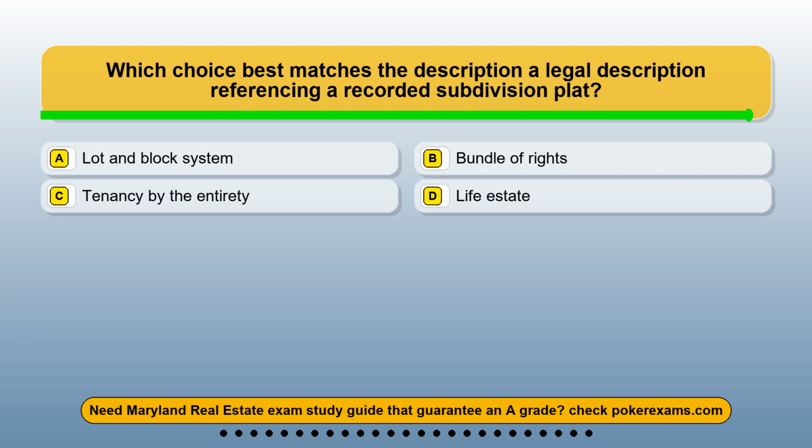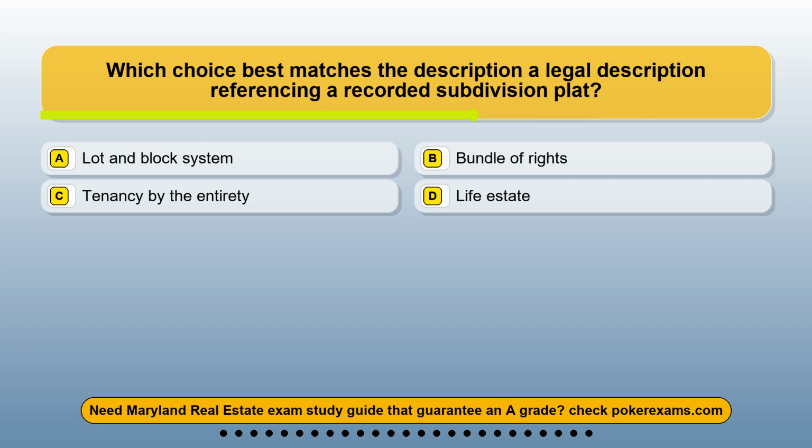Question 22. Which choice best matches the description? A legal description referencing a recorded subdivision plat. Option A, lot and block system. Option B, bundle of rights. Option C, tenancy by the entirety. Option D, life estate.